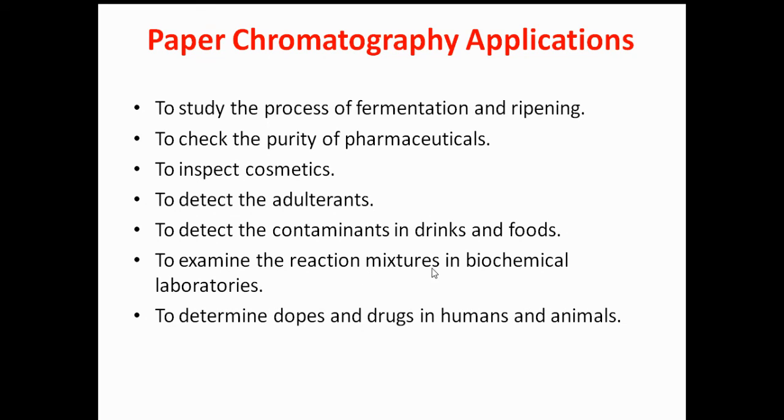To examine the reaction mixtures in biochemical laboratories, that is, whether the reaction is taking place or not, we can also check by paper chromatography. And also to determine dopes and drugs in humans and animals. Whether humans are doped or not can also be checked by taking their blood sample, and then finding out whether the drug is present in their blood or not by using paper chromatography.